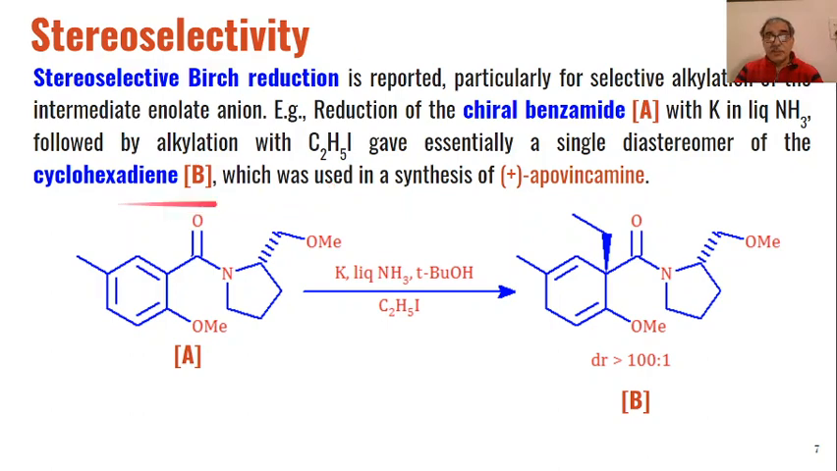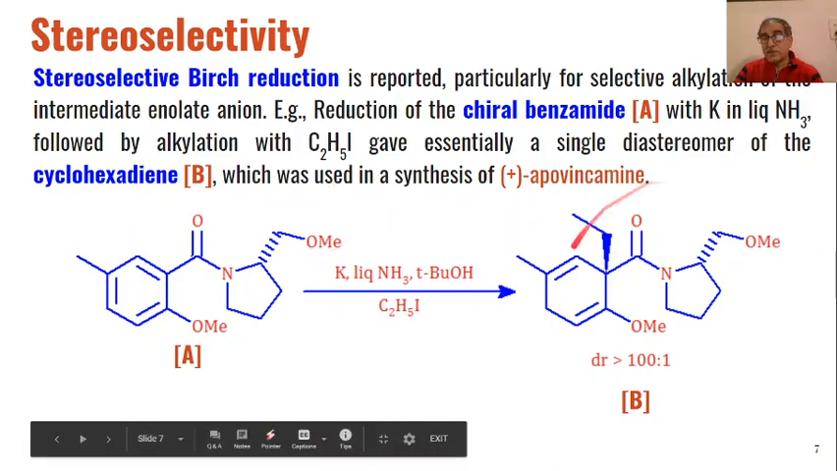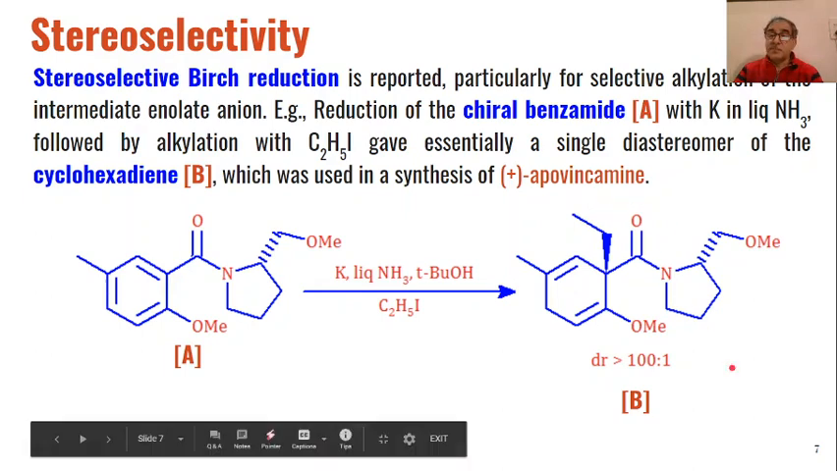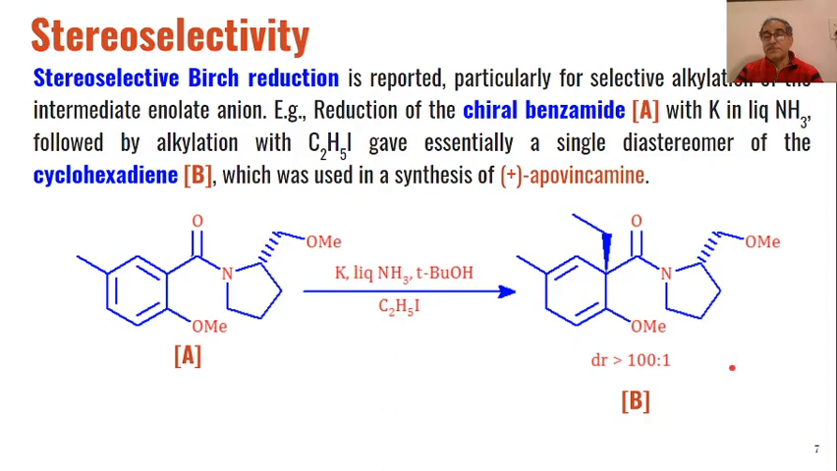And this diastereoselective product formed is used in the synthesis of apovincamine, which is a natural product, an optically active natural product.